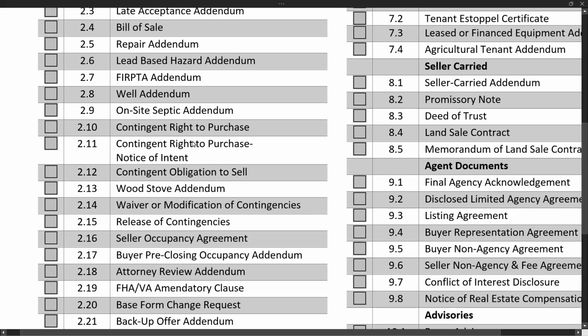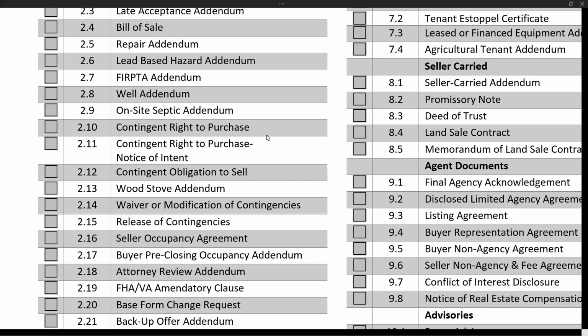2.10 is the contingent right to purchase. If you have a buyer who has to sell their property before they can purchase the seller's house, they don't have enough money available until the buyer's house sells, use the contingent right to purchase to create a bumpable offer where the seller can continue to accept offers, but they still are under contract with that buyer, and the buyer is able to ensure that they can then have that house even if the buyer's property falls through.